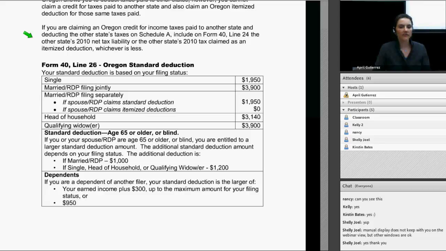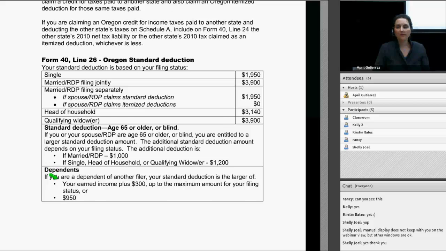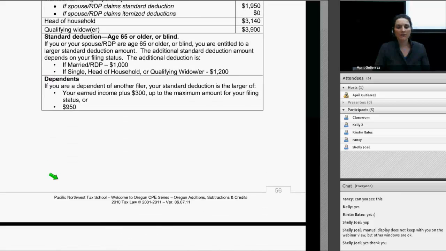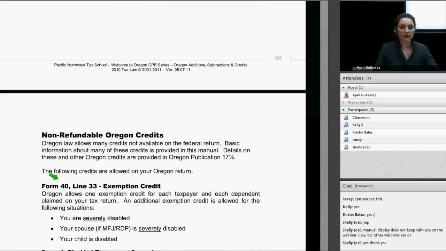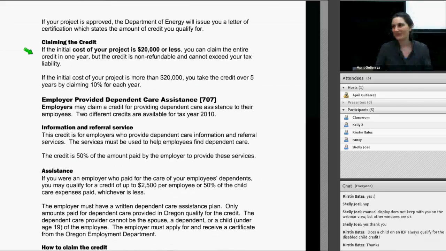And here again is the Oregon standard deduction. We started off our class showing you the Oregon standard deduction because the standard deduction is the filing requirement for part-year and non-residents. The Oregon standard deductions are shown here. You will add $1,000 if you are age 65 or older or blind and you are married. And you will add $1,200 if you are age 65 or older and any other filing status.